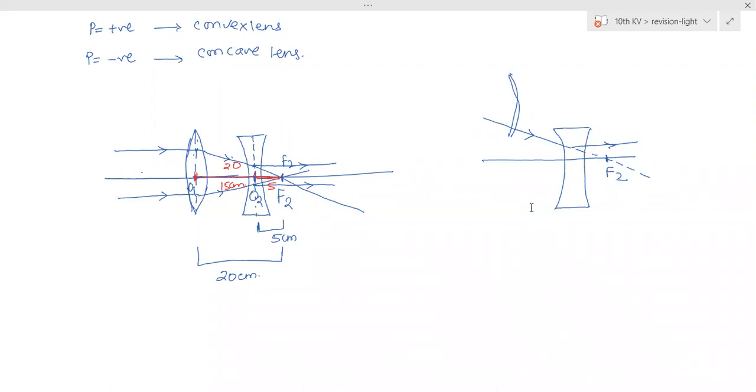Because most of the sanitizers you are using right now, due to alcohol, your hands become very rough and dry. So to remove the dryness, glycerin is also added. Glycerin is present in soaps also and most of the cosmetics also.